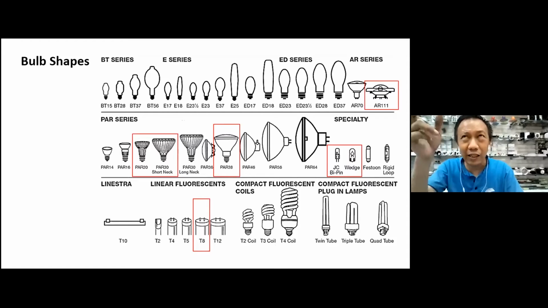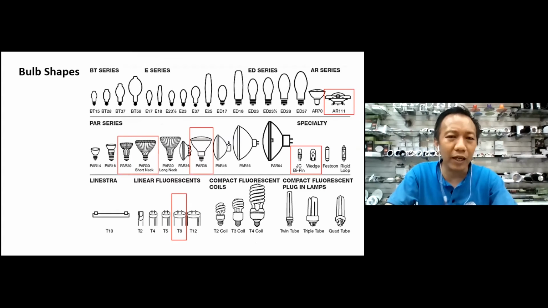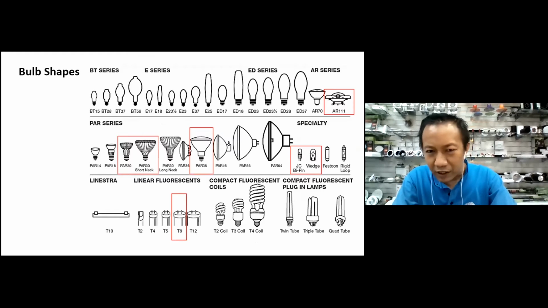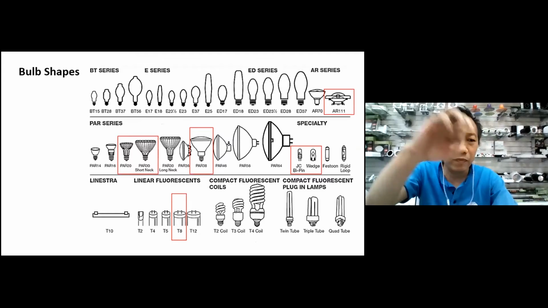Before may T10, mataba-taba na fluorescent. So 10/8, 1 1/4, tama ba? Ganon. So yun yung number na yun. That's the diameter, sir. Correct. So yung compact fluorescent, alam niyo na yan, CFL, kaya sinabi lang T2, T3, T4. Ganon din yung taba nung umikot na yun, over 8.